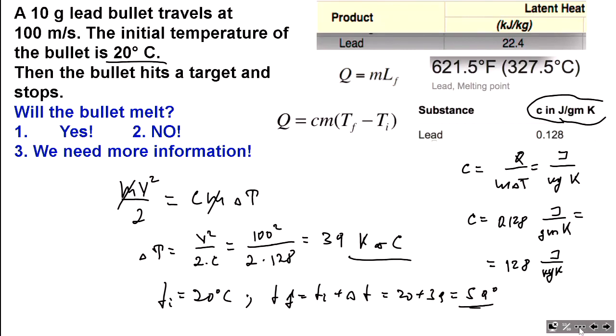Now, is it reasonable? Yes. If we look at the melting temperature of lead, it is 327 degrees Celsius. So of course, it remains solid, just deformed. But if it had traveled much faster, it would store much more kinetic energy. More energy would lead to higher final temperature.